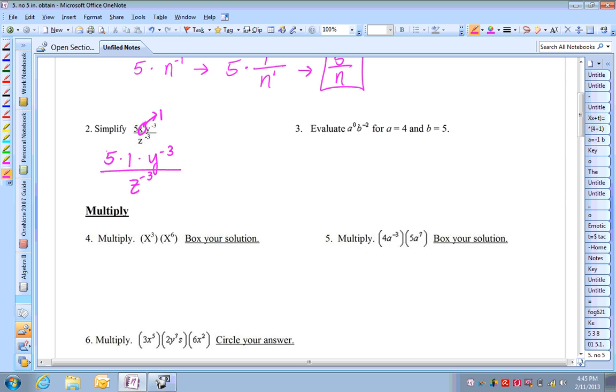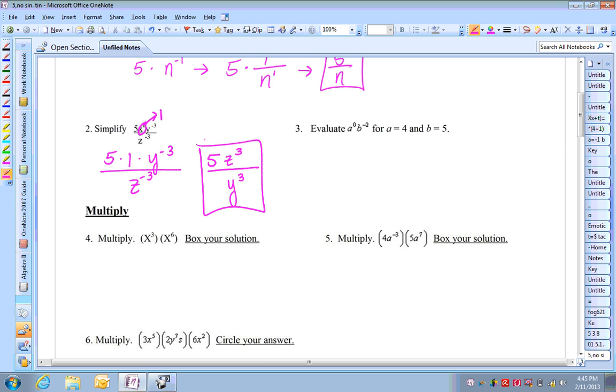We switch it. So 5 times 1 is 5. This y to the negative 3 needs to go downstairs and becomes positive. And this z to the negative 3 comes upstairs and that becomes positive. So our final answer is 5z cubed divided by y cubed.